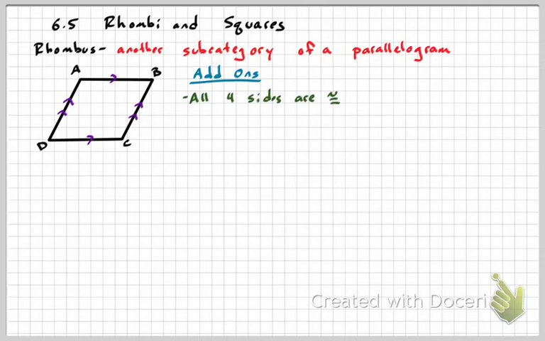Okay, so notice right here I already have opposite sides being parallel, but now all four sides are the same length. So I have a single dash for all four sides.